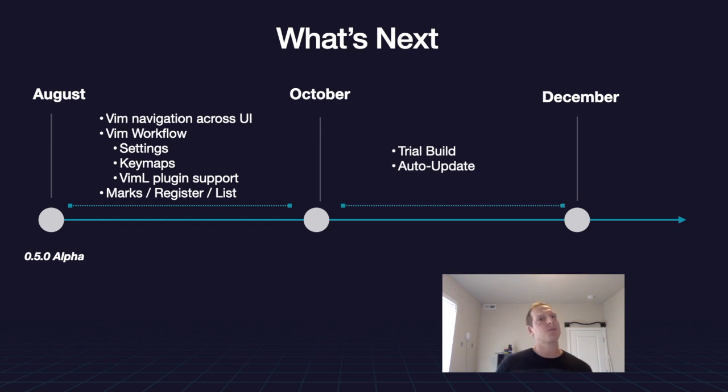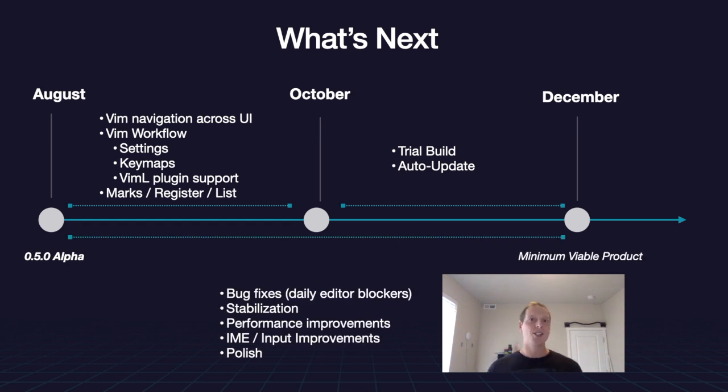Past that, for the end of the year, I want to have an auto update. And end of 2020, I'd like to have trial builds in place. And once we trim some of the low-hanging fruit and add a little more polish. Right now, the builds are very much alpha quality.